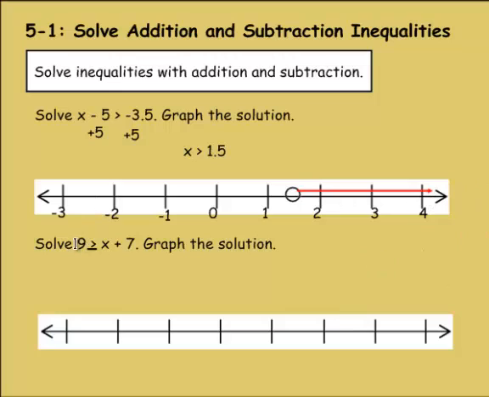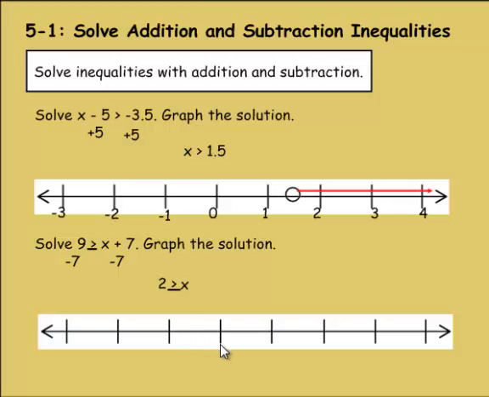Same thing over here. We have 9 is greater than or equal to x plus 7. Or you could say it like this, x plus 7 is less than or equal to 9. So if I'm going to isolate this x, I would subtract 7 from both sides, which would give me 9 minus 7, which is 2, is greater than or equal to, and we would say x. Another way of saying that is x is less than or equal to 2.